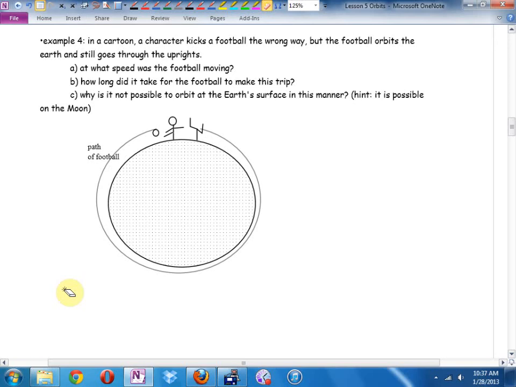Example 4. In a cartoon, a character kicks the football the wrong way, but the football orbits the Earth and still goes through the uprights. At what speed was the football moving? If you wanted to orbit the Earth, let's say at the height of Mount Everest plus 100 meters, that would help you clear any mountains, any trees. So let's go 100 meters higher than Mount Everest. How fast would you need to go?